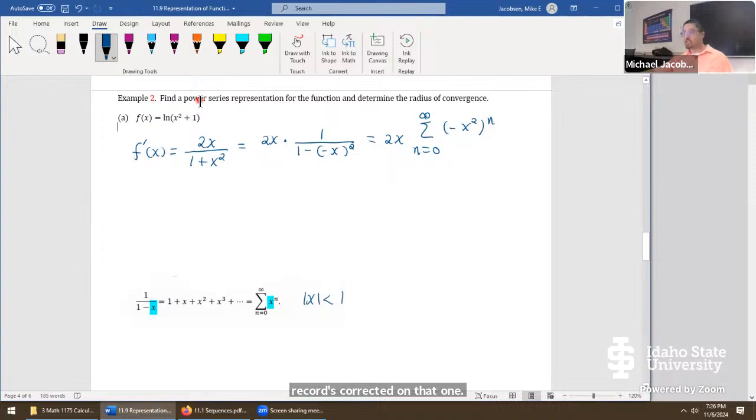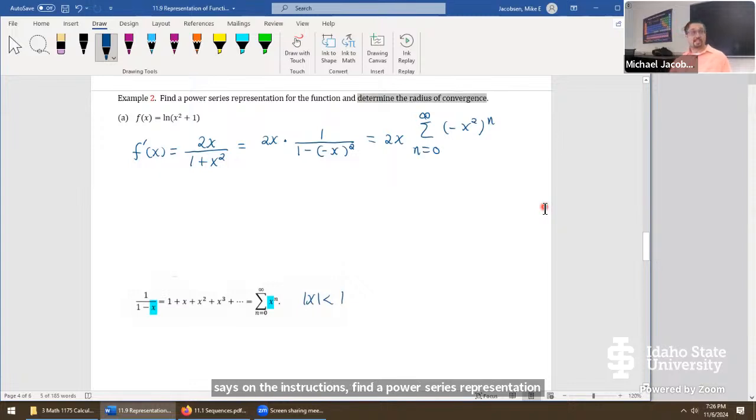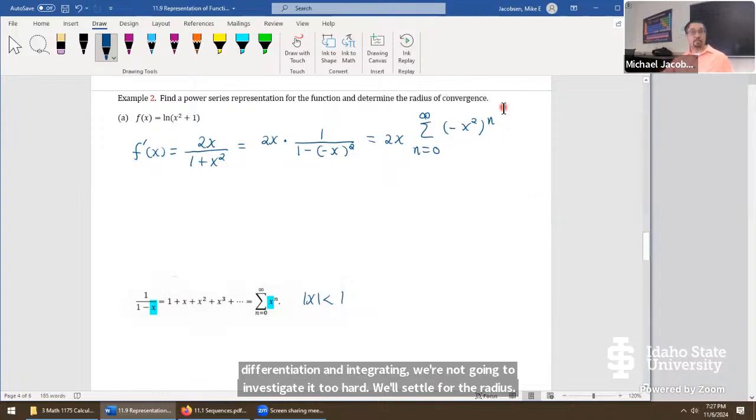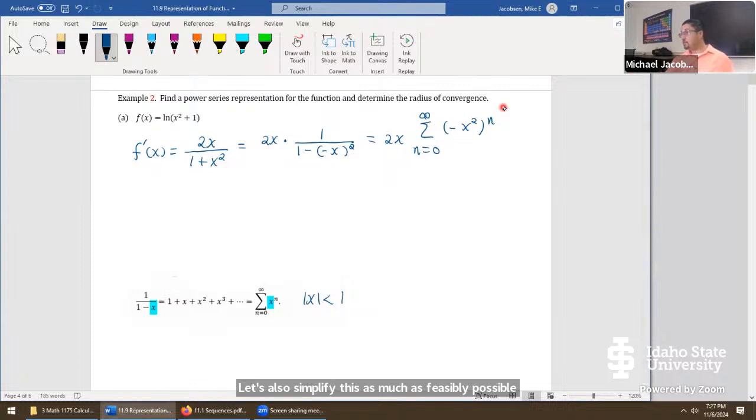It says on the instructions, find a power series representation and determine the radius of convergence. We just want the radius this time, because the interval of convergence changes upon differentiating and integrating. We're not going to investigate it too hard. We'll settle for the radius. Let's also simplify this as much as feasibly possible. It'll be helpful on the next steps.